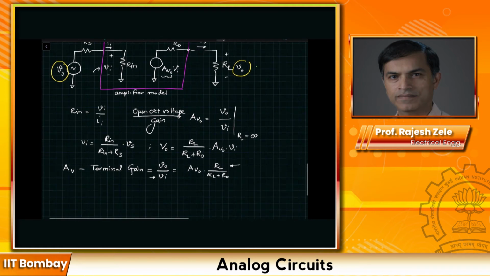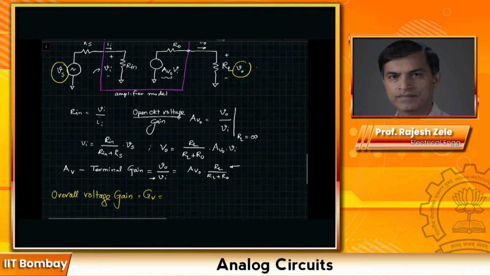Let's write that. GV is equal to, so first we have the voltage divider at the input, which is Rin divided by Rin plus Rs, multiplied by AV0, multiplied by RL divided by RL plus R0, which is VO divided by Vs. So this is just terminology for you.